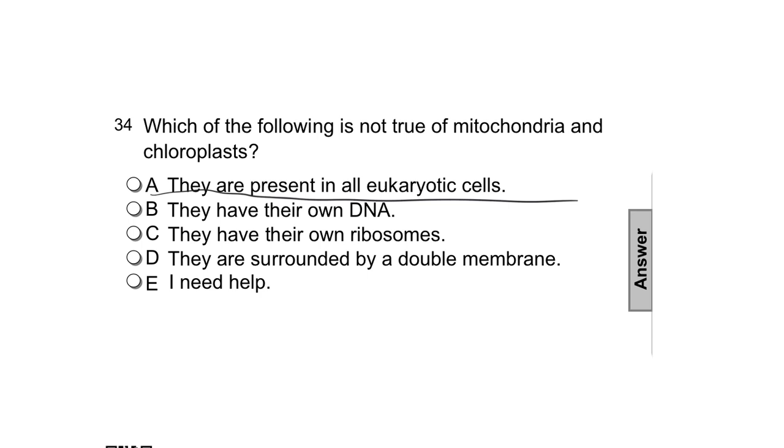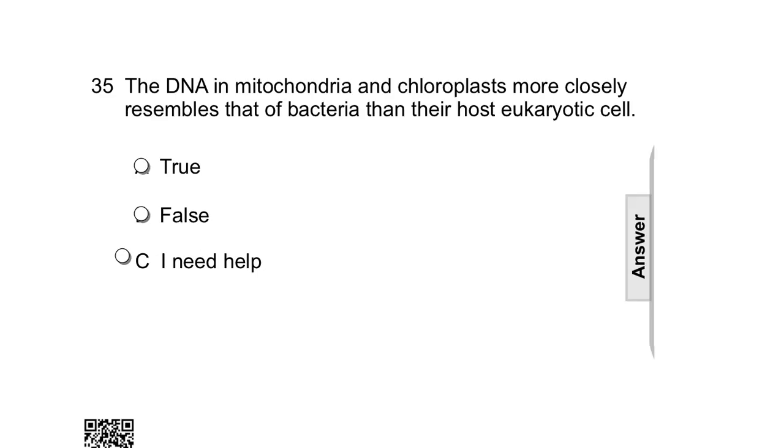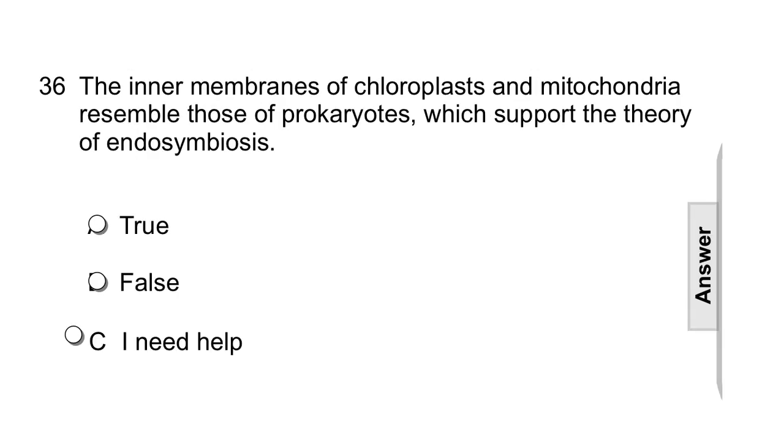Mitochondria are in all eukaryotic cells, but chloroplasts are only in photosynthetic cells like plants and algae, and this is true. And that's evidence for the theory of endosymbiosis. Again, this is true. Another piece of evidence that points towards endosymbiosis.